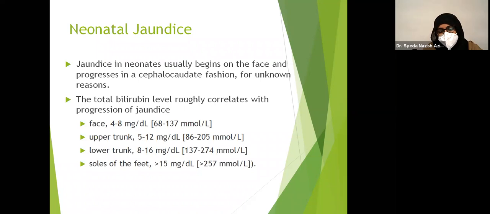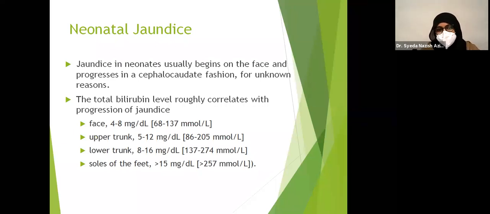Jaundice in neonates usually starts to manifest on the face first, and then for unknown reason, it usually progresses in a cephalocaudal fashion, starting from the face and then gradually involving the lower body. And based on which part of the body is manifesting jaundice, we can roughly correlate it with the total serum bilirubin level. So if only the face of a baby looks yellow, then the estimated total serum bilirubin level will be between 4 to 8 milligram per deciliter.